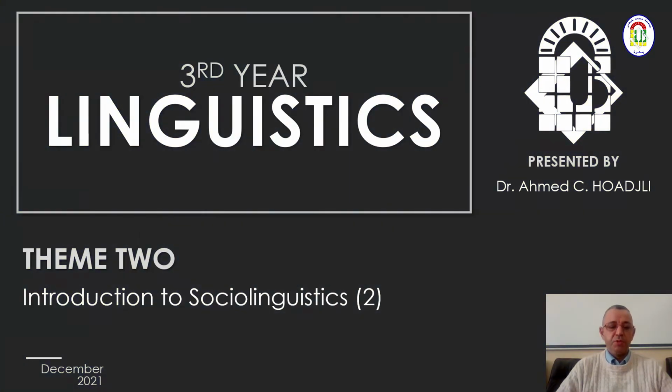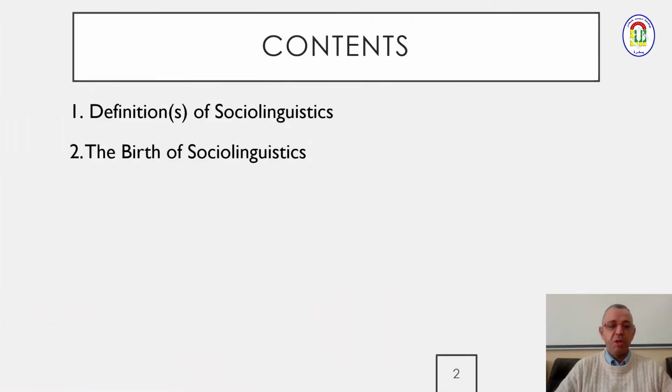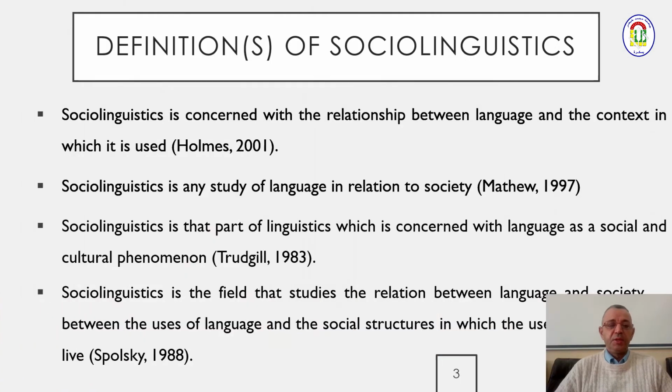The title of Theme 2 is An Introduction to Social Linguistics. In this second theme, we shall have a look at the definitions of social linguistics, and we try to see how social linguistics emerged in the scene of linguistics, which means we'll talk about the birth of social linguistics. Now, let's define what social linguistics is from a set of definitions provided by a number of scholars.